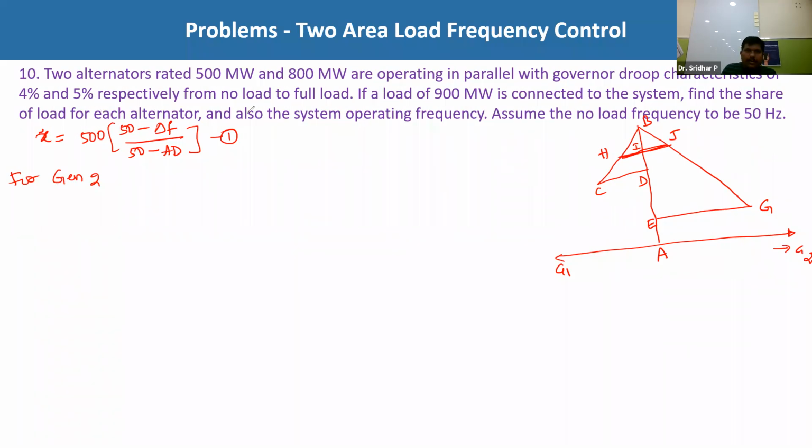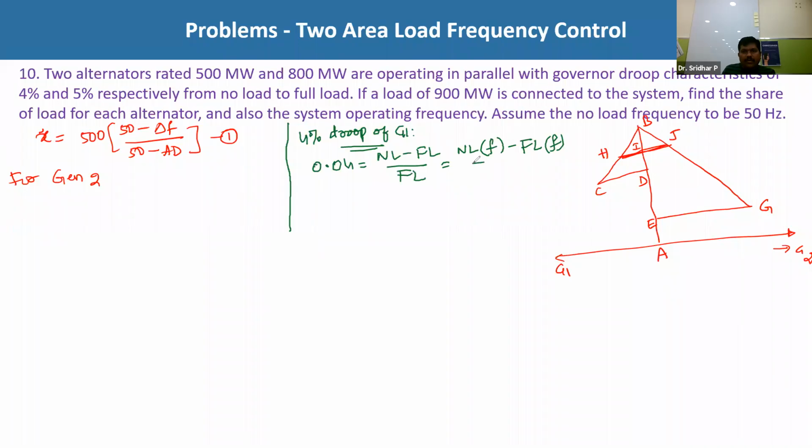One more thing here: he has given 4% droop for generator 1. So 4% means 0.04 is equal to (no load minus full load) divided by the full load. What is this no load? No load frequency. So no load frequency minus full load frequency over full load frequency. So 0.04 is nothing but no load frequency is 50, which is clearly given in the data itself. Full load frequency of generator 1.